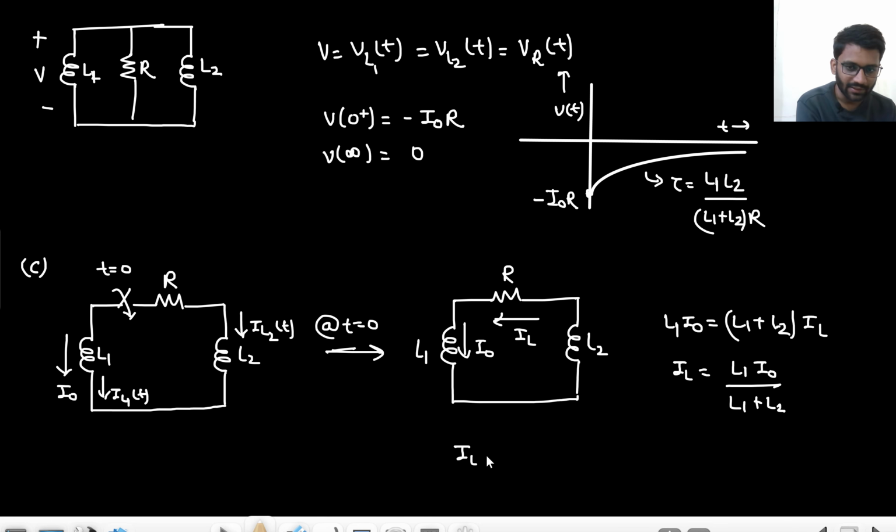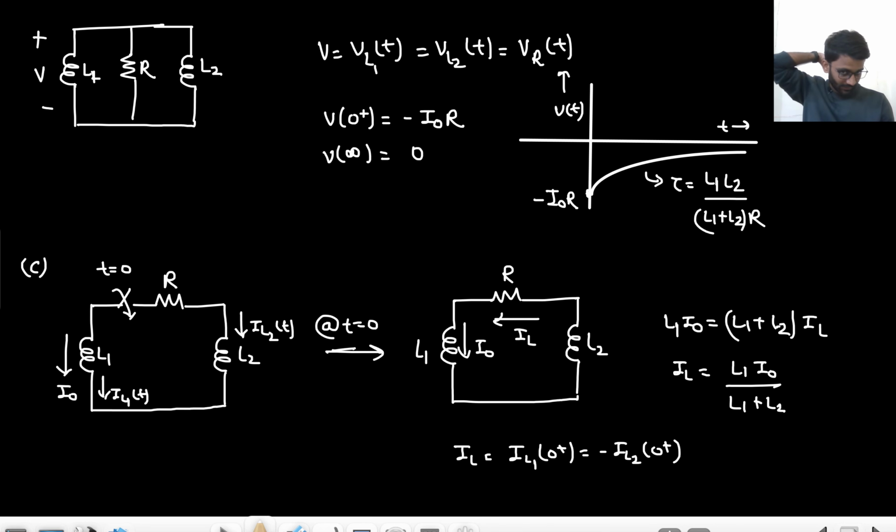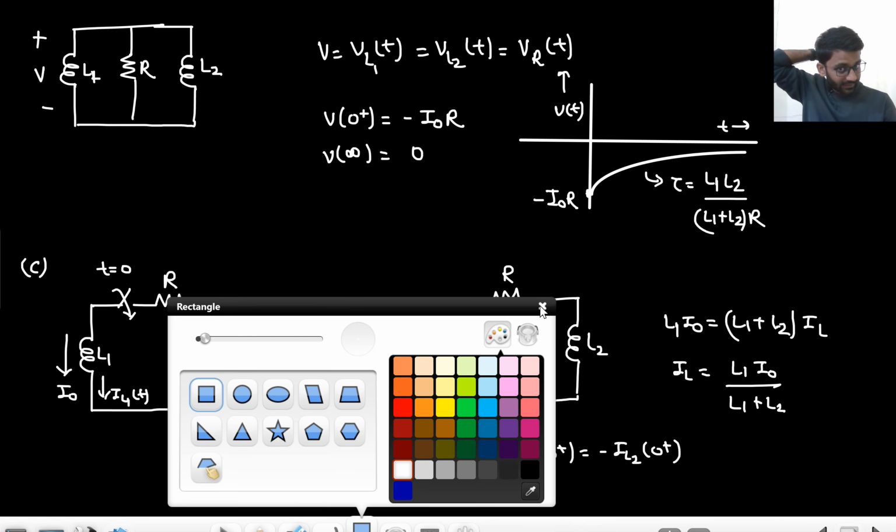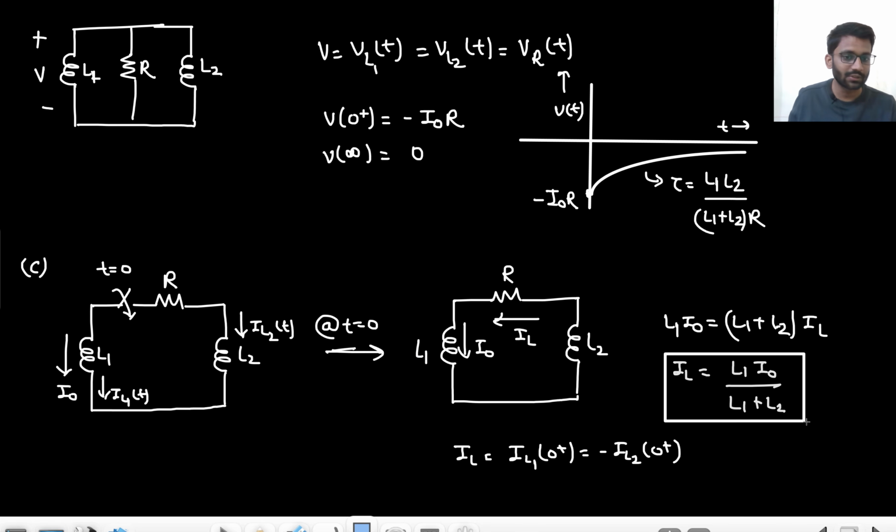So basically IL is equal to IL1 at t equals 0 plus, because IL1 is in this direction and IL2 is in this direction, so it is the negative of, minus IL2 at t equals 0 plus. Okay, so suddenly it is rising up to, or going to, some other value. Now what is happening later on, that we need to see.